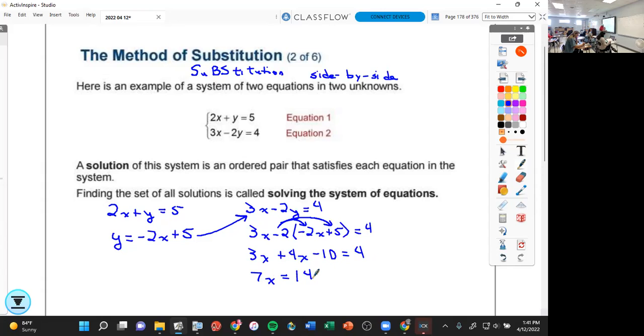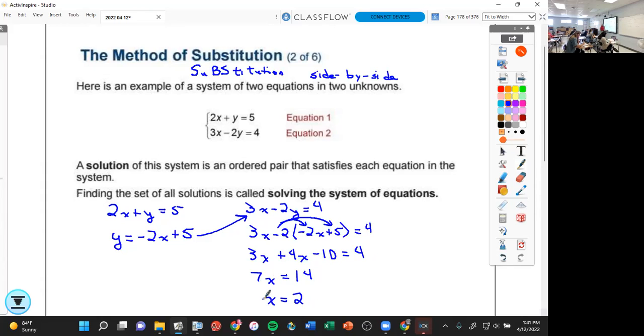Divide both sides by 7. I get x equals 2. Can I do anything else? No. So I worked with one equation, simplified it as far as I could, got an answer, substituted it in the other equation, and worked it as far as I can. Now I'm going to take that answer and back substitute it. That's what they call it. We're just going to substitute it back into the original equation.